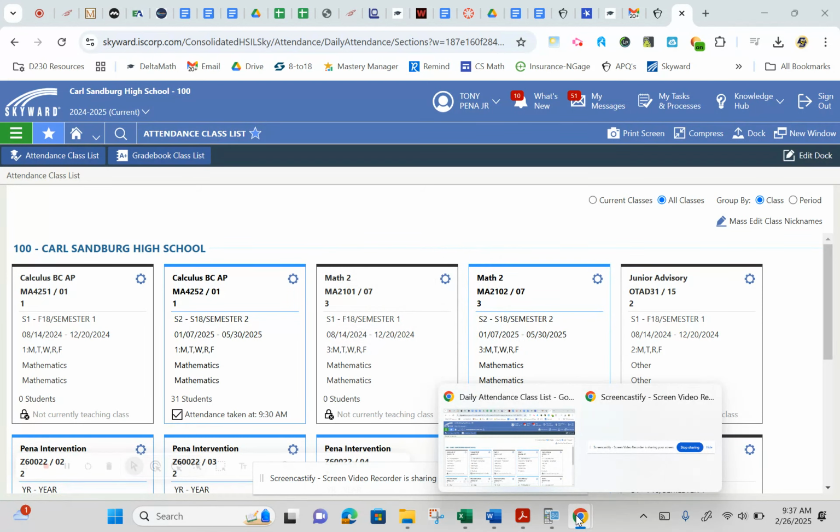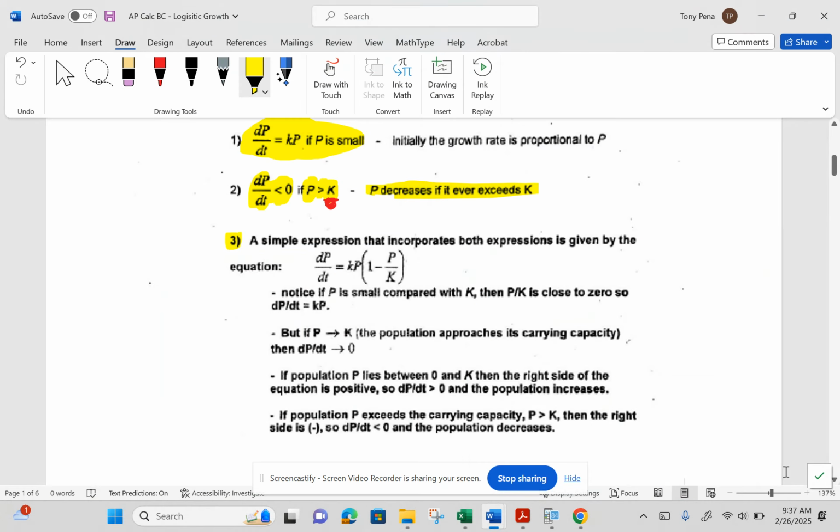Okay. All right, let's try this again. Okay. They can read the first part.